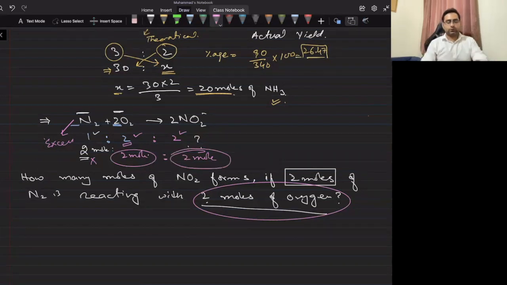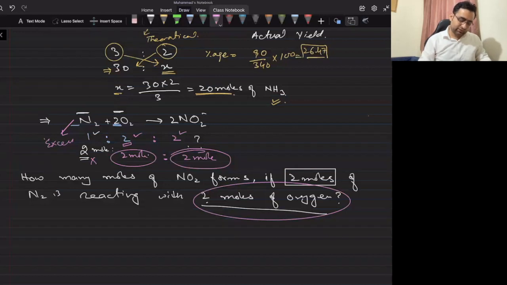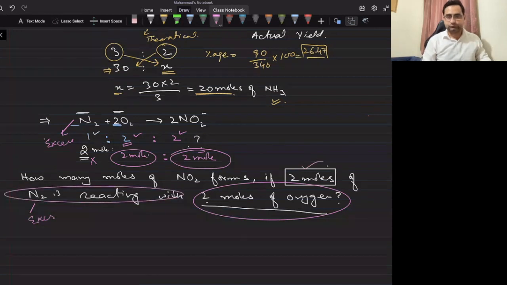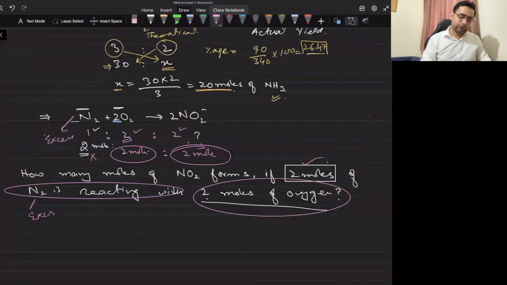Roshan Fahad, this answer is wrong because you haven't applied limiting and excess reactant. Nitrogen is the excess reactant, so we are not going to use this 2 moles of nitrogen. We will ignore it. So 2 moles of nitrogen and 2 moles of oxygen will release 2 moles of NO2.